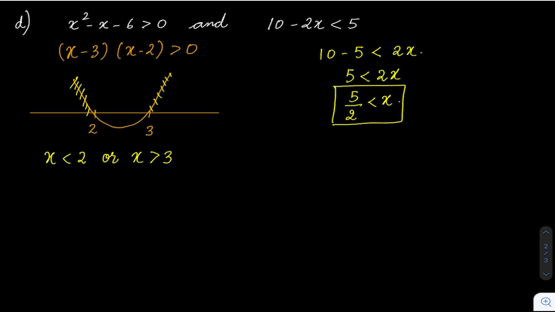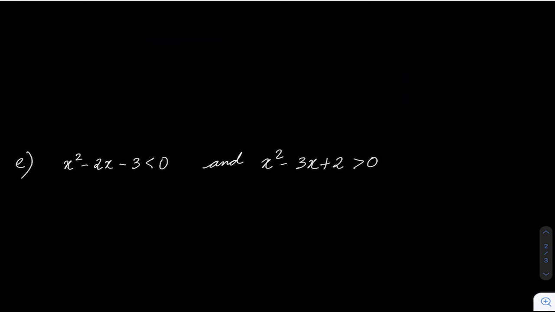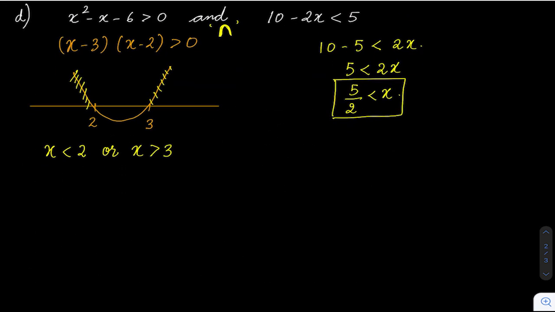Now we need an answer which is common to both the solutions. 'And' means intersection. Just remember this. You might have studied this in sets. 'And' means intersection, so we have to take the intersection of these two answers. There are two ways. One way is you just think it in your mind.